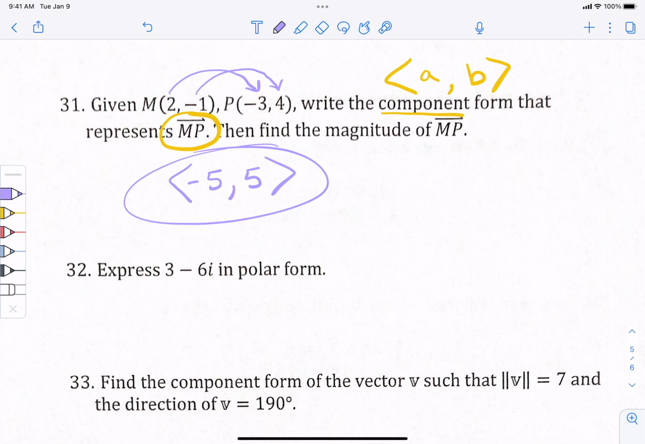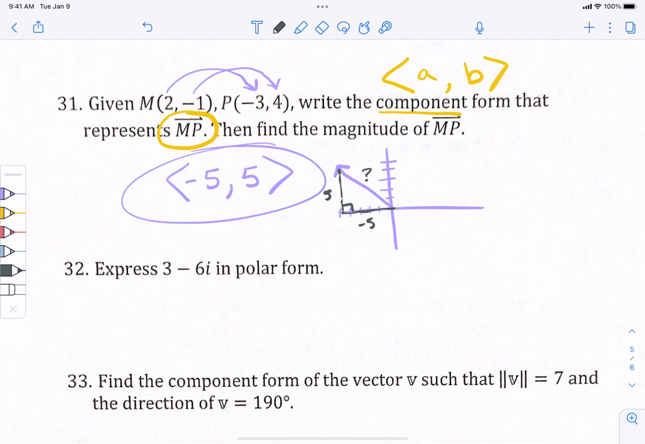Then they say find the magnitude of MP. Okay, so if I start at 0 and go -5, 1, 2, 3, 4, 5, and up 5, my vector looks something like this. Like this is what my vector looks like, -5, 5, right? And they want to know the magnitude of that. And so all I do is make this into a triangle right here. This is -5, this is +5, and I do the Pythagorean theorem to find out what this third side is.